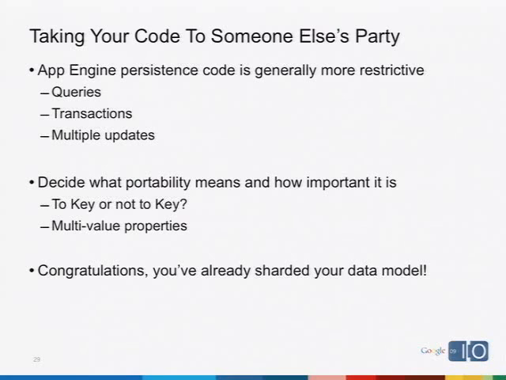Multiple updates: in the App Engine data store, one update per entity. In a relational database, you can probably update an entity as many times as you like. So it's more restrictive. The fact that you have been developing against a subset means that when you take it to this other place, more things are going to work. That's good. We're happy about that.